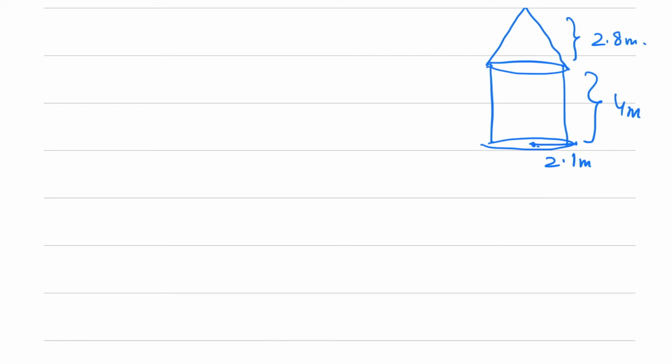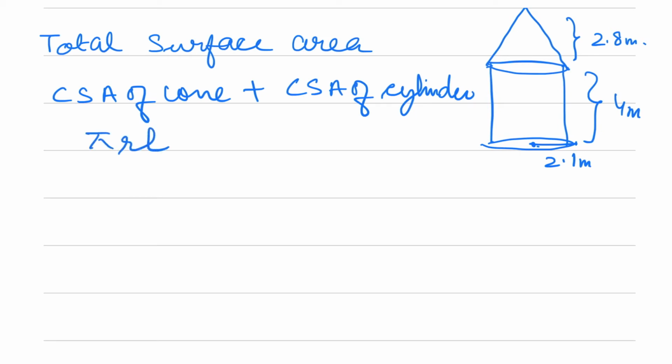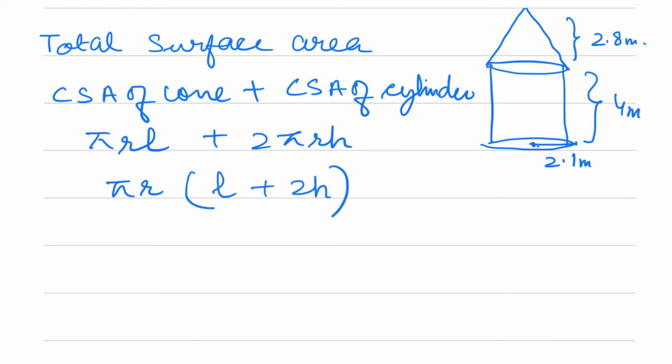So now we have to find the total surface area. Total surface area would be curved surface area of cone plus curved surface area of cylinder. And always remember, tent is open from the bottom. Okay, so this will be equal to pi r L plus 2 pi r H. So I can take pi r common, L plus 2H here. Now let's substitute the values, and L I can calculate separately also.